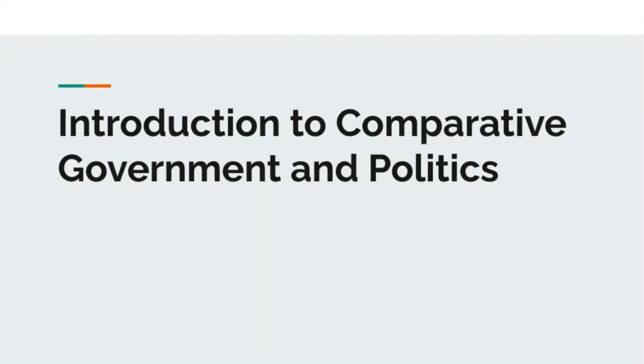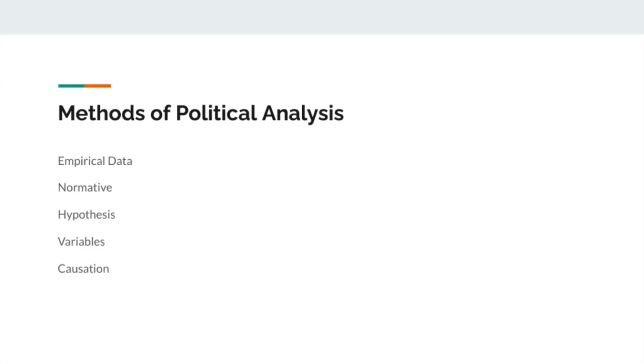I'd like to give an introduction to comparative government and politics. First, looking at methods of political analysis. First, you would have empirical data, data points which reflect some reality in a country or in systems of government that you're comparing. You have normative statements, which are conclusions or discussion points based on that empirical data. Of course, you would have hypotheses, which are our guesses about what would happen in certain scenarios.